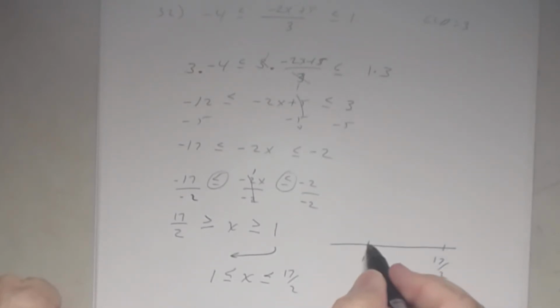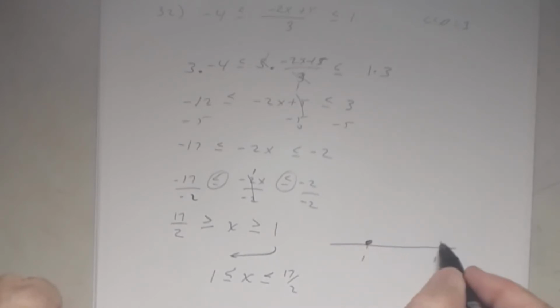And then on 1, what do I put? Nope. Closed. The equal sign. On 17/2, closed, and then shade everything between them, right?